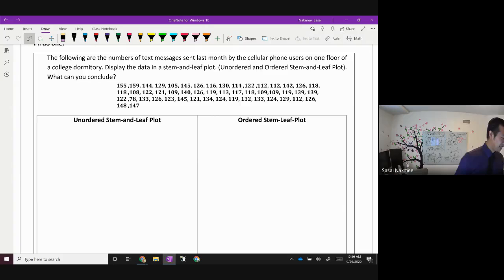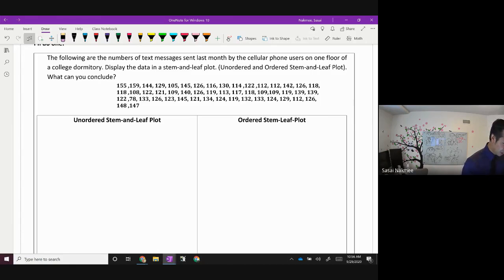Trying to read. The following are the numbers of text messages sent last month by the cellular phone users on one floor of a college dormitory. I think I'm bothered because it says the word cellular. Anyway, cell phone users on one floor of a college dormitory. Display the data in a stem and leaf plot, unordered and ordered. What can you conclude? So we're going to organize this right here, right?